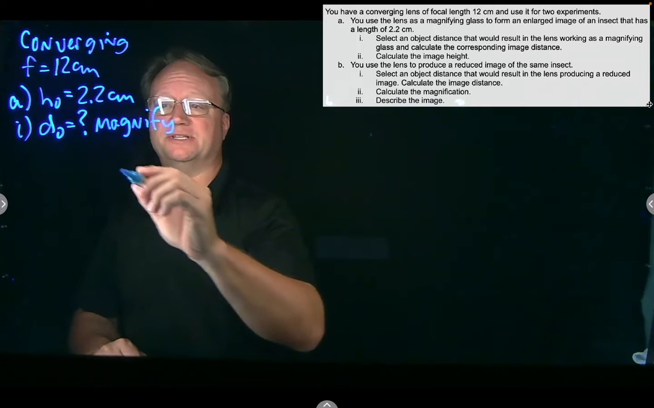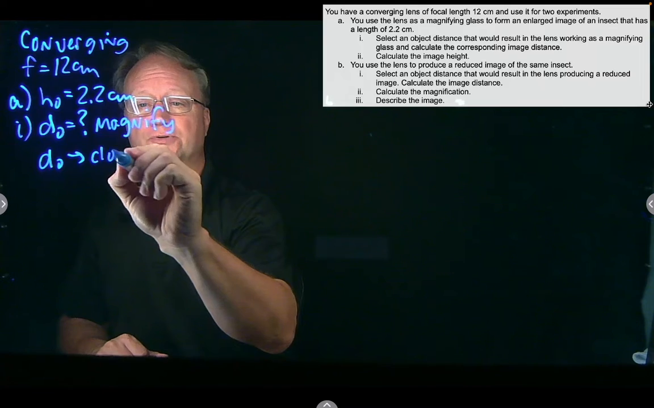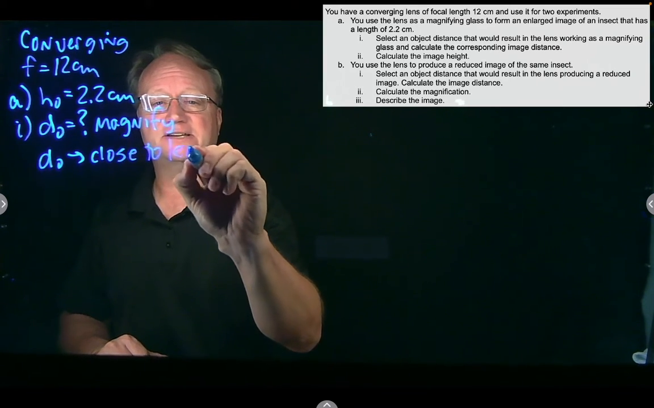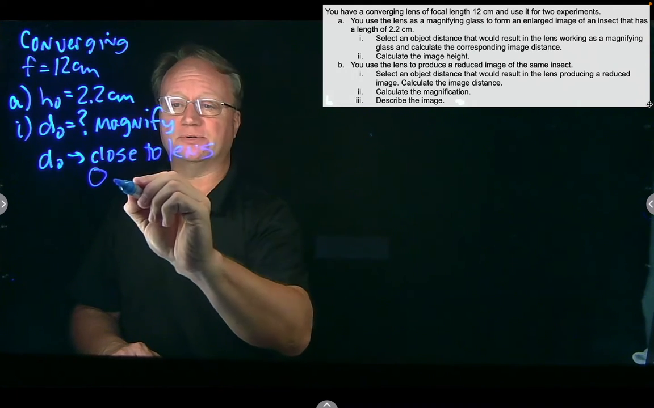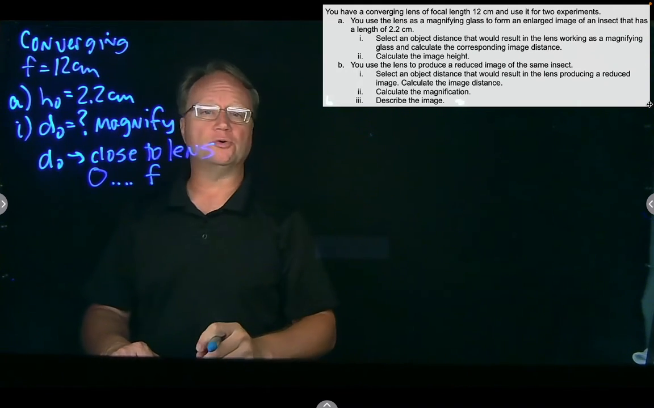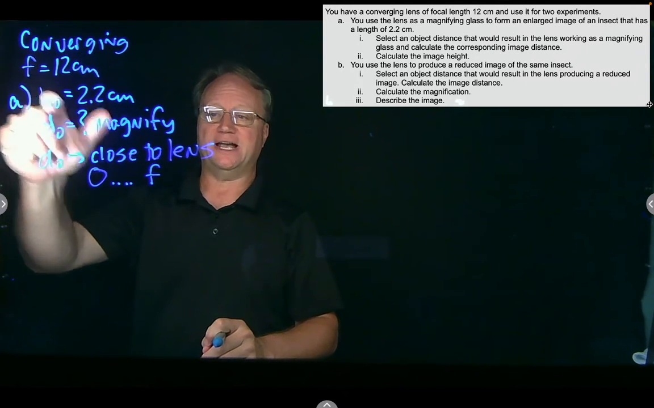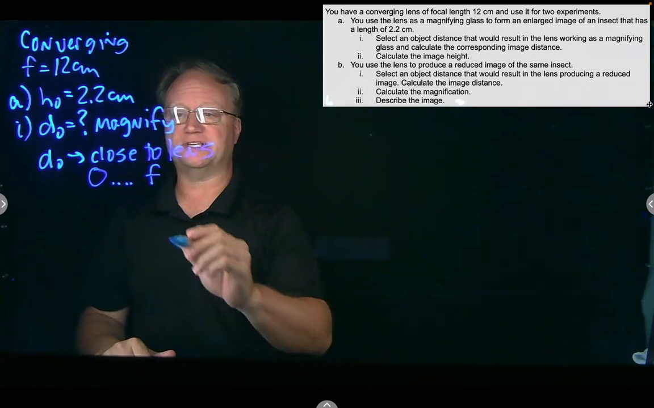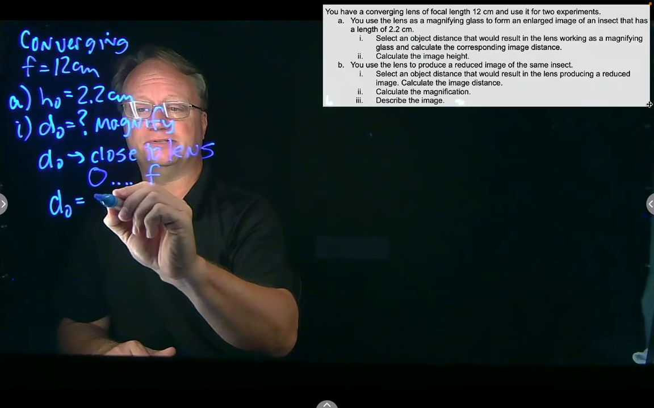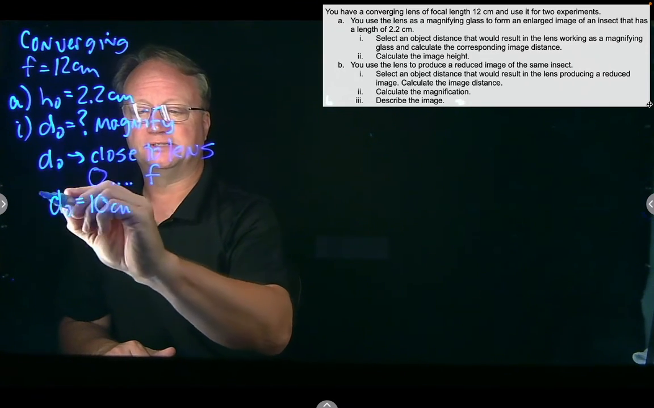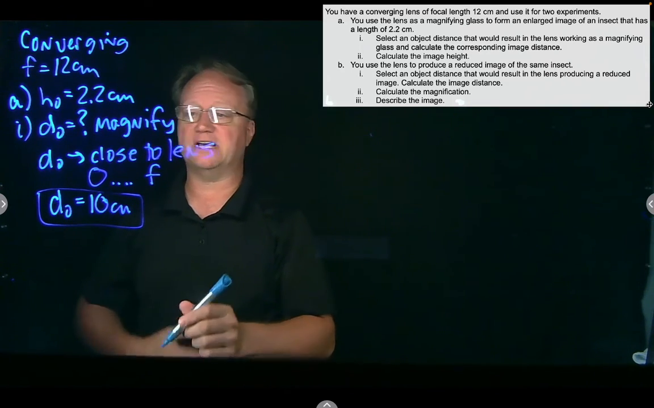Well, our only option then is for d sub o to be somewhere very close to the lens. In fact, it's going to have to be between 0, or O, the optical center, and the focal length of that lens. Given that our focal length is 12 centimeters, anywhere between 0 and 12 centimeters, so I'm going to arbitrarily choose a d sub o value to be 10 centimeters. Now we want to use that to be able to calculate the corresponding d sub i.